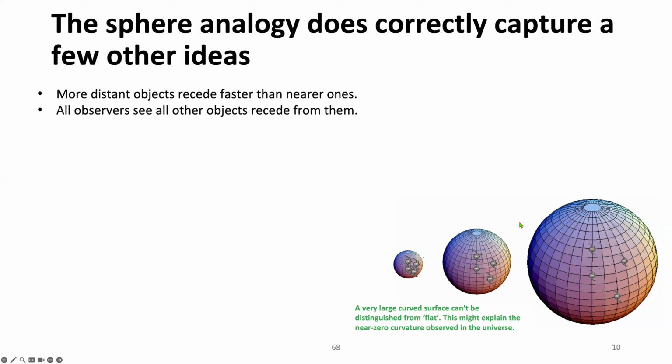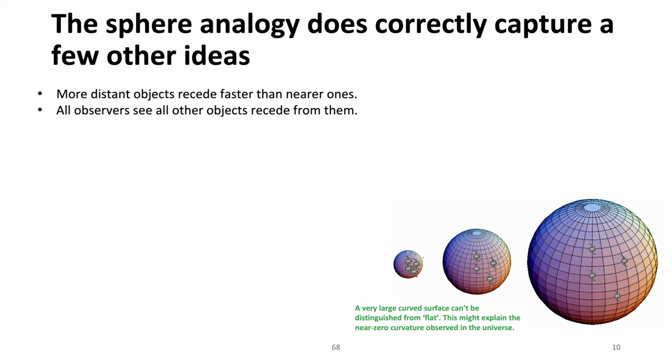Another feature of this type of expansion is that all observers see objects recede from them. No one can claim to be the center of the expansion in this type of universe. So if you aren't on this object, but you're over here, and you watch these three objects recede from you, you'll see them all recede from you. And observers on this galaxy will see these three recede. So every observer in the universe sees objects moving away from them in an expanding universe.